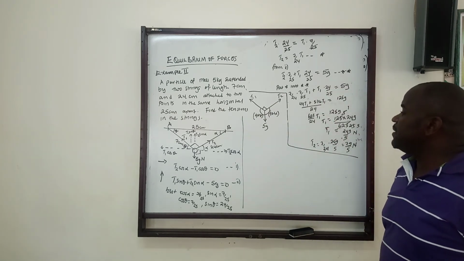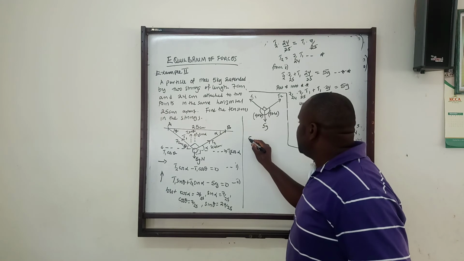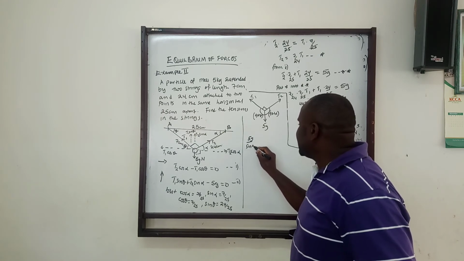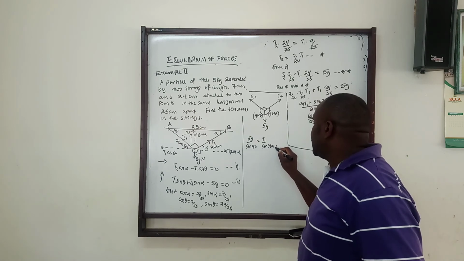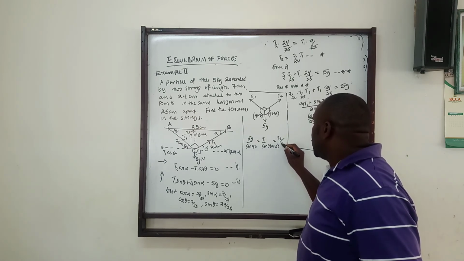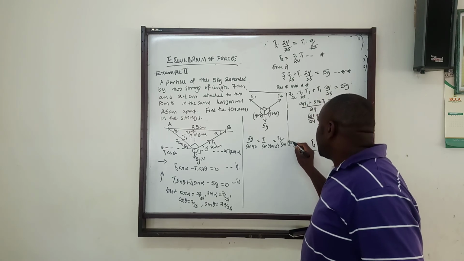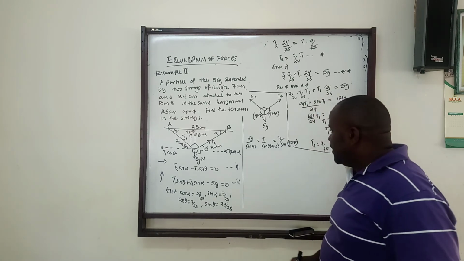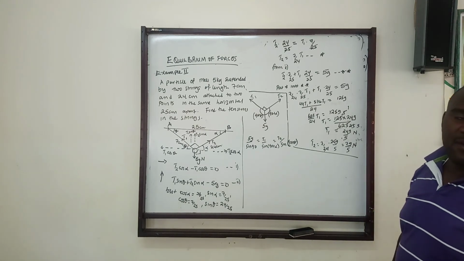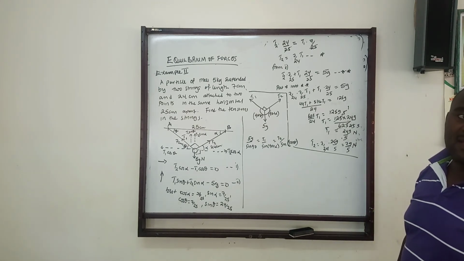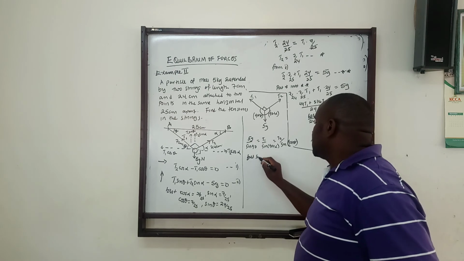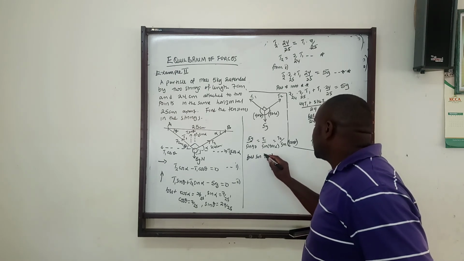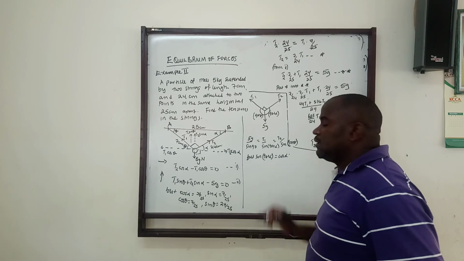So Lami's theorem states that 5g out of sine 90 should give us T1 out of sine of 90 plus alpha, which should give us T2 out of sine of 90 plus theta. Sine of 90 plus an angle, for example, sine of 90 plus 30 is sine of 120. Sine of 120 is the same as cos of 30. So it means sine of 90 plus alpha is actually equal to cos of alpha.